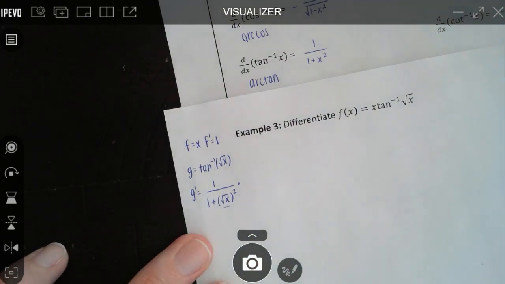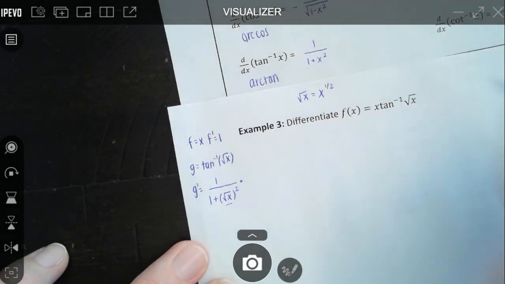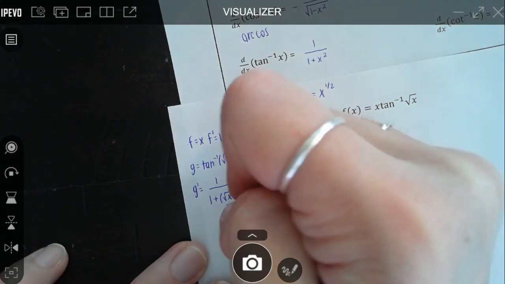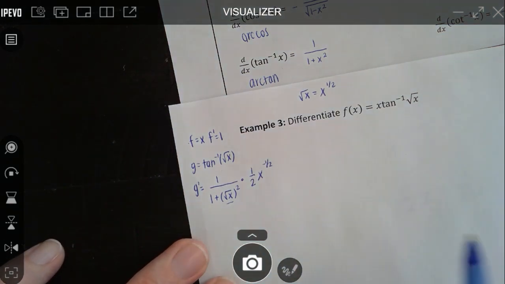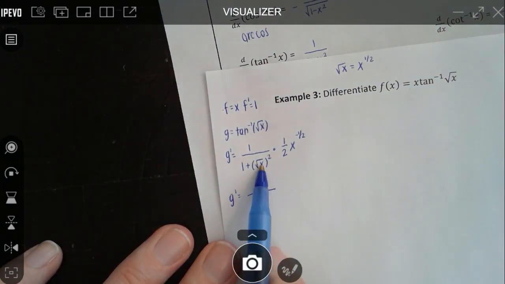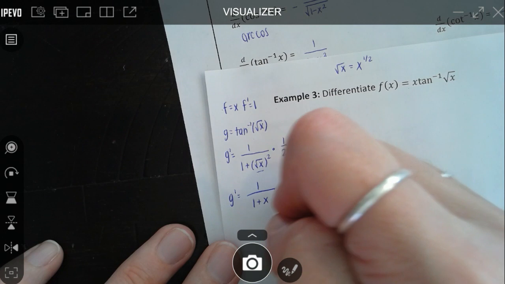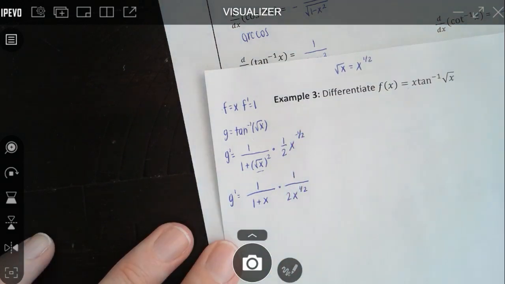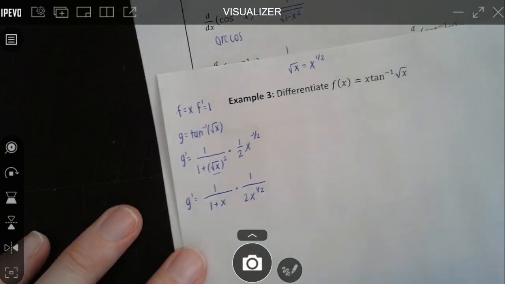Now I need to get the derivative of the square root of x. So remember that the square root of x, we can rewrite it as x to the 1/2 power. So when I do my derivative, bring down the power, so 1/2 x, decrease the exponent by 1. So -1/2. And what I can do is clean that up a little bit. I'm just going to make this simpler because the square root of x squared is just going to give me x. So this is just 1 over 1 plus x. And then I can bring down that x to the 1/2 into the denominator here just to make it a positive exponent. So we'll leave it like this for a second and we'll clean it up once we apply the product rule.